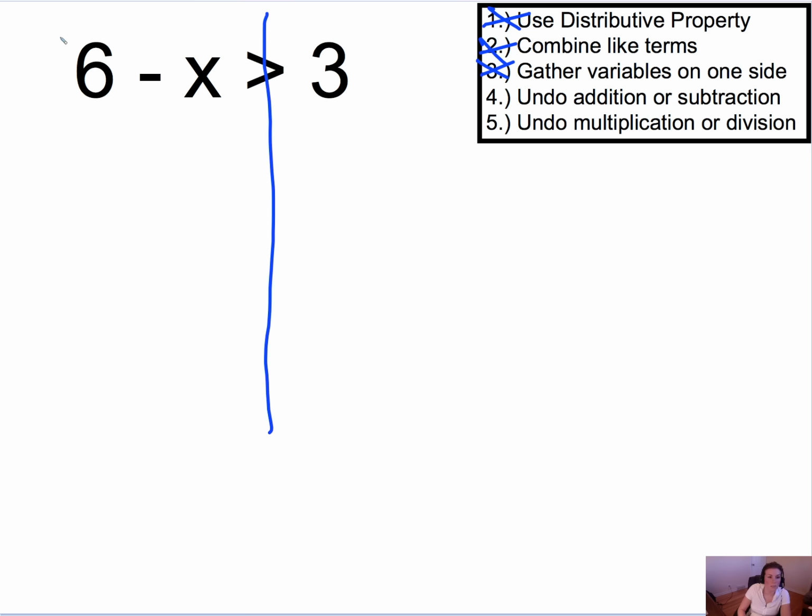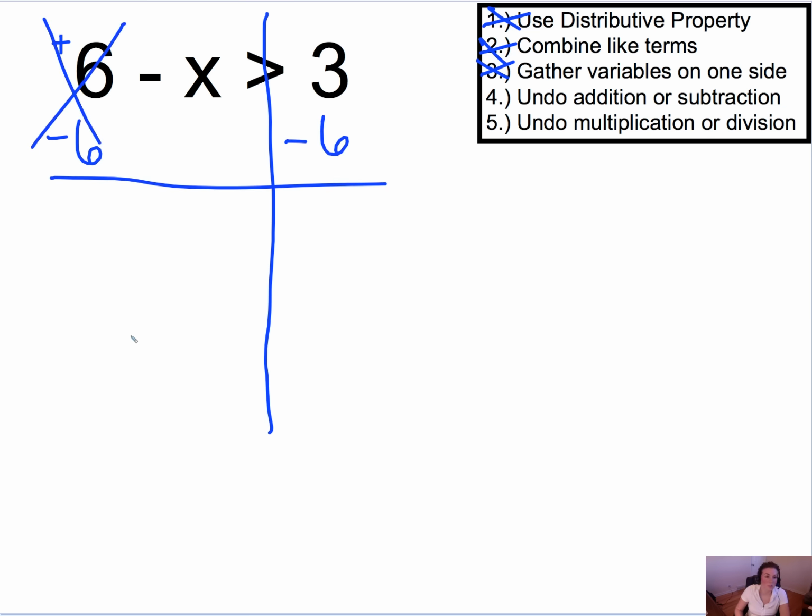Well, the 6 is obviously positive because it's implied, so the opposite would be to subtract 6. And we need to do that on both sides. That way the 6's cancel. When you bring down the x, make sure you bring that minus with it because that's with the x, and it becomes negative x. We did not multiply or divide, so my sign stays the same, and then 3 minus 6 is negative 3. Done with step 4.